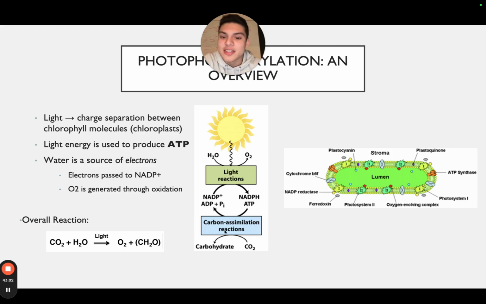And the carbohydrates are assembled through the Calvin cycle, or the carbon assimilation reactions. I will talk about water as a source of electrons much more in depth, but you need to know that photosynthesis produces oxygen. So where does the oxygen come from? It comes from the water. That's the way I usually think about it and memorize it. We'll talk about exactly why this is extremely important.